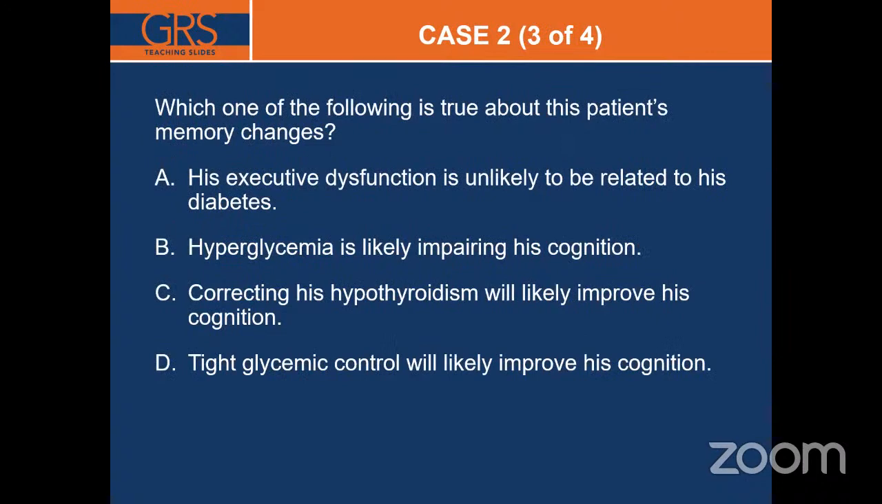So which of the following is true about this patient's memory changes? A, his executive dysfunction is unlikely to be related to his diabetes. B, hyperglycemia is likely impairing his cognition. C, correcting his hypothyroidism will likely improve his cognition. Or D, tight glycemic control will likely improve his cognition. So what do you guys say?